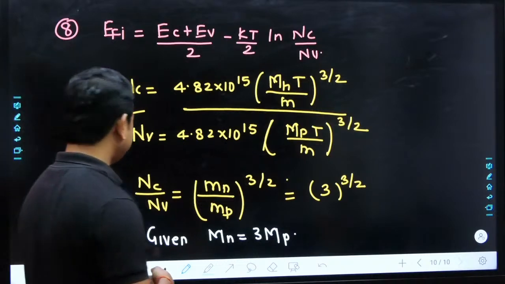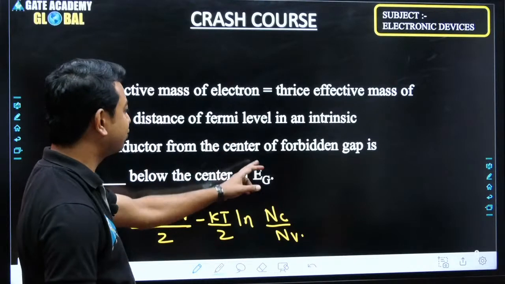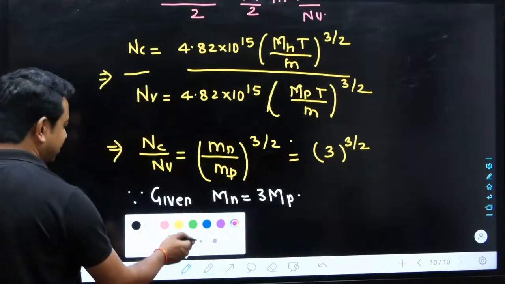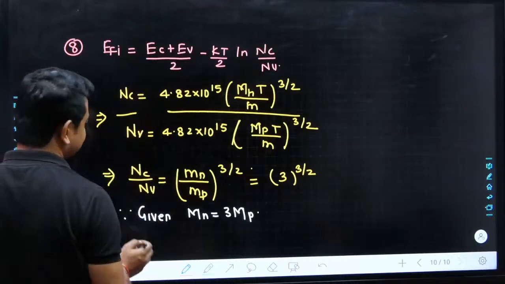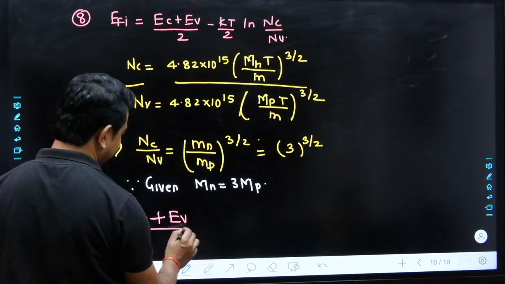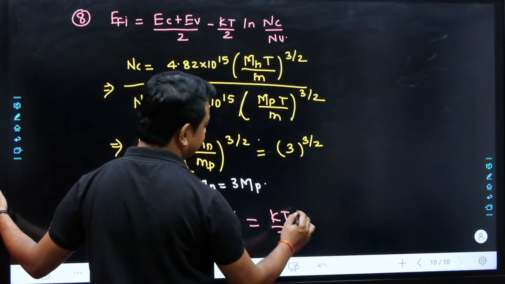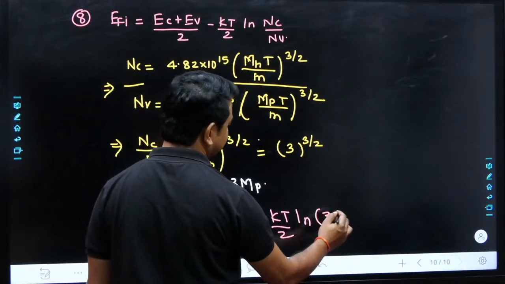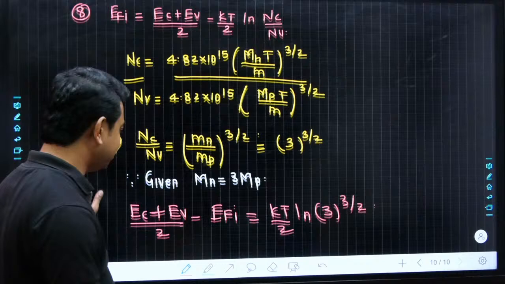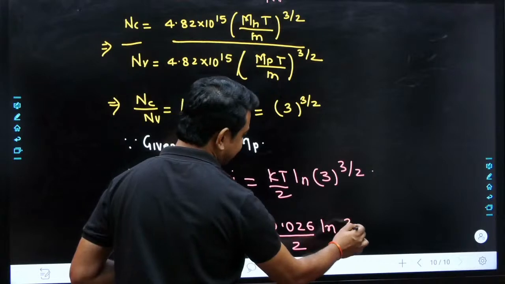So based on this concept, we can write the distance of the Fermi energy level in an intrinsic semiconductor from the center of the forbidden gap. That means they are asking the relative position. If they are asking the relative position, we just take this equation. This is given by (EC plus EV) divided by 2, which is nothing but the center, minus EFI, equal to KT divided by 2 ln of 3 raised to 3 by 2. Since temperature is not given, we take room temperature, so this is 0.026 divided by 2 and ln 3 raised to 3 by 2.